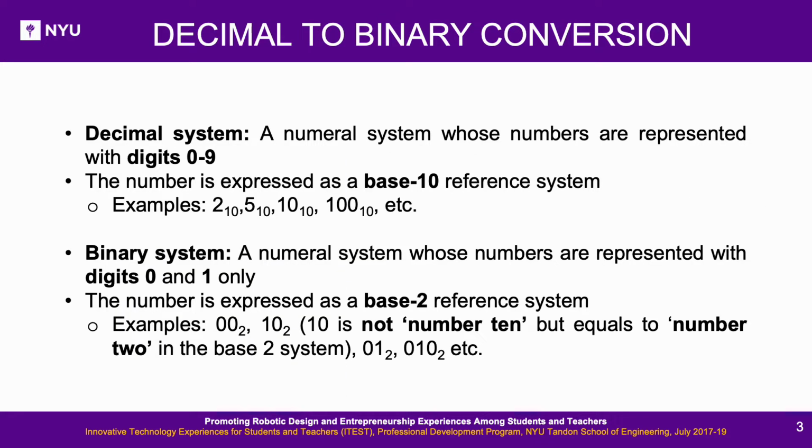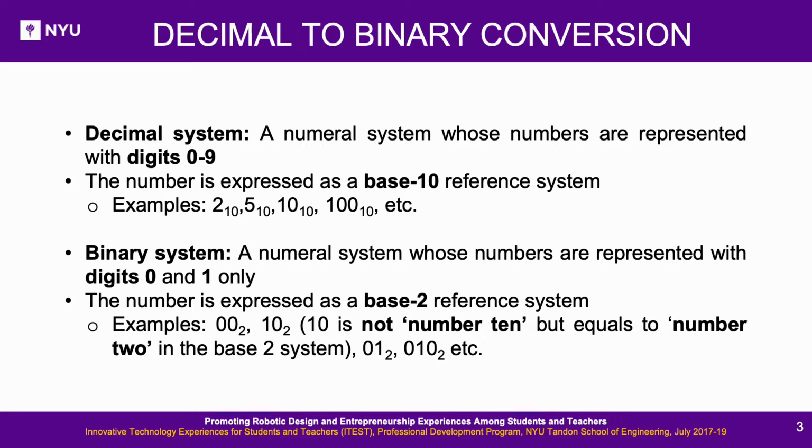Decimal system. A decimal numeral system is the system whose numbers are represented with digits 0 to 9 only. The number is expressed as a base 10 reference system. Examples: 2 base 10, 5 base 10, 10 base 10, 100 base 10. All the numbers are referenced as base 10 as shown. The base is always represented as a subscript.